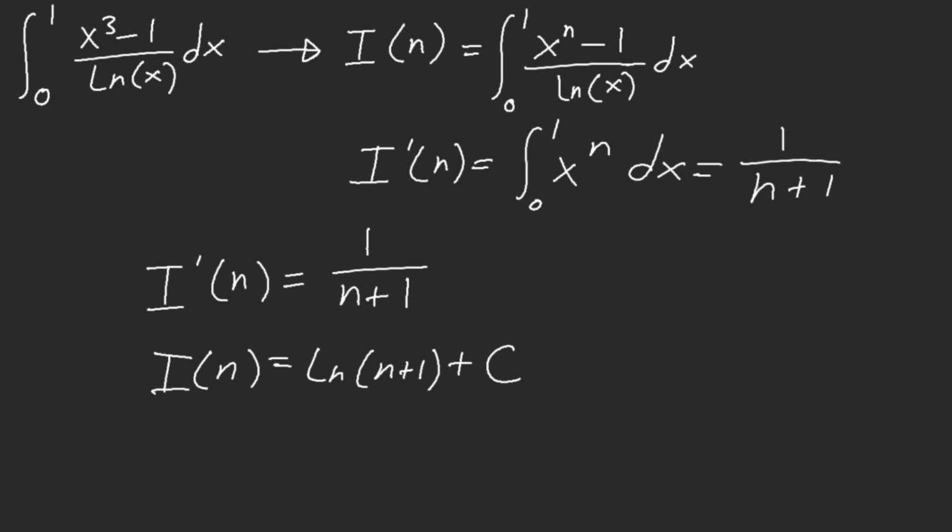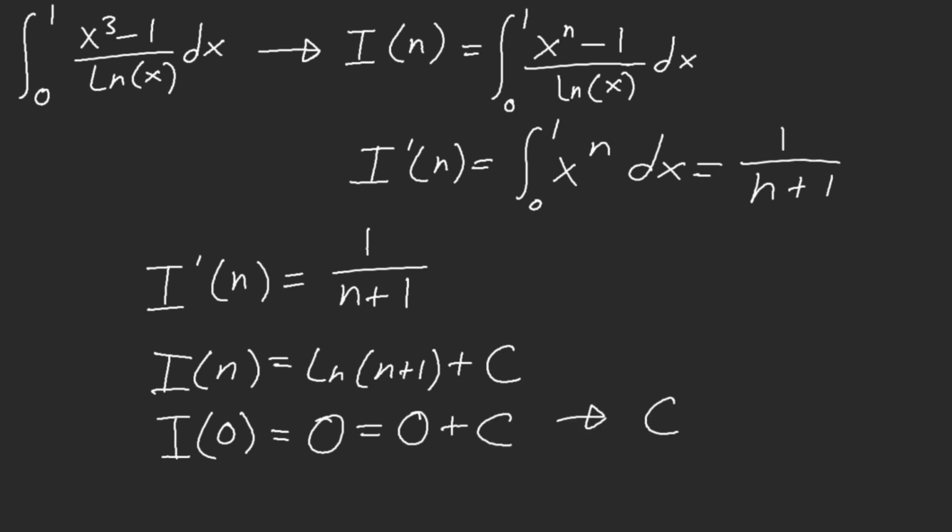Okay, so how do we solve for c? Well, thankfully this is easy, right? If we let n equal 0, it's going to be 1 minus 1, so this whole thing is going to be 0. So if we let n equal 0, we get I of 0. We know that the integral is going to be 0 when we let n equal 0. And on this side, if this side's 0, then what is this side? ln of 1 is also 0, plus c. So c is equal to 0. Okay? Awesome. So we know that c is equal to 0.